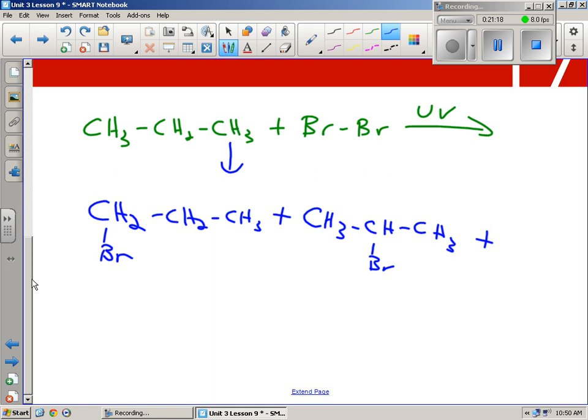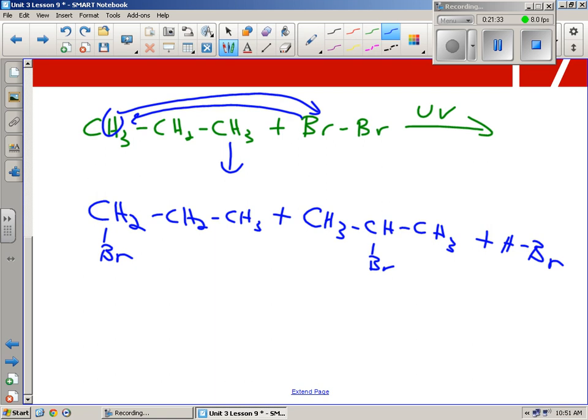Well, don't forget, where's that H going? The H comes off of here, and it goes to there. That Br is going to there, for example. So the other product that you get here is hydrogen bromide. Okay? And of course, you'll have to name these.